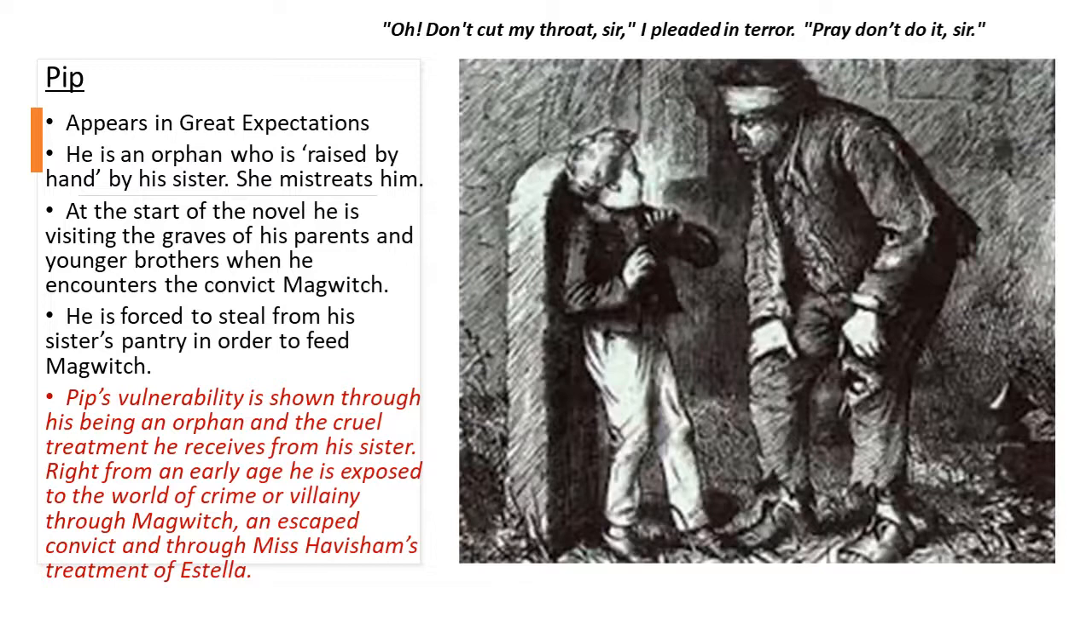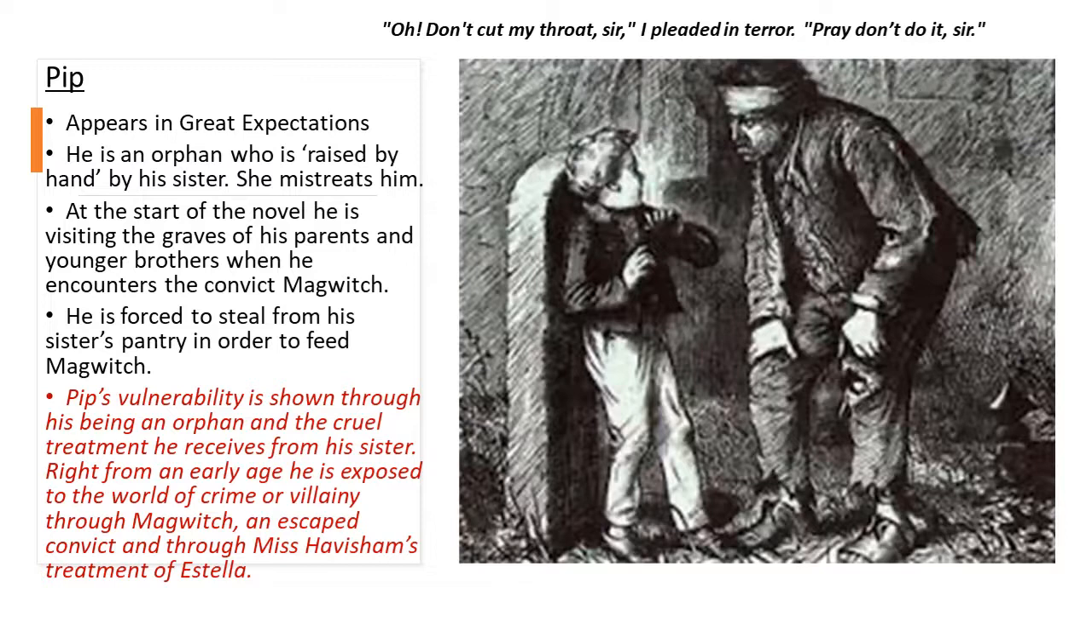So now we've got Pip. He appears in Great Expectations. He is an orphan who is raised by hand by his sister. She mistreats him. At the start of the novel, he is visiting the graves of his parents and younger brother when he encounters the convict Magwitch. He is forced to steal from his sister's pantry in order to feed Magwitch. Pip's vulnerability is shown through his being an orphan and the cruel treatment he receives from his sister.